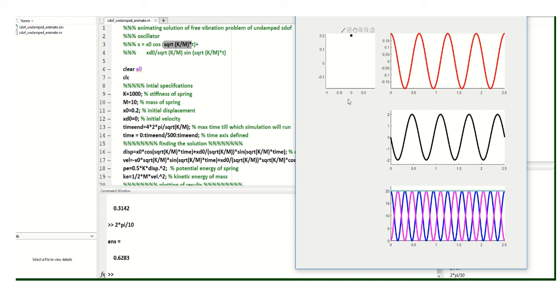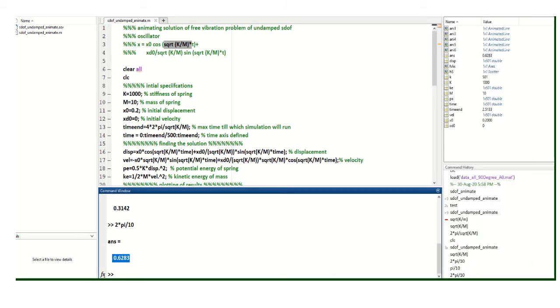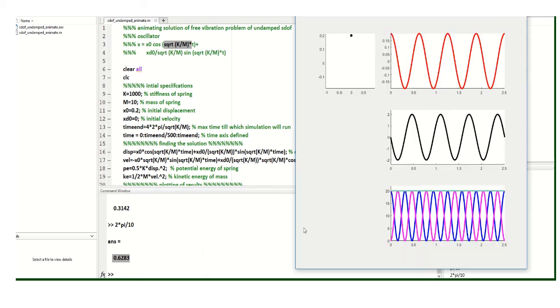So the mass motion can be assumed to be the projection of another fictitious particle, and the speed with which that fictitious particle rotates along this circular path is nothing but the angular frequency, which comes out to be 10 units. And what is the period corresponding to that angular frequency? That period is 0.6283 seconds, which we see over here.